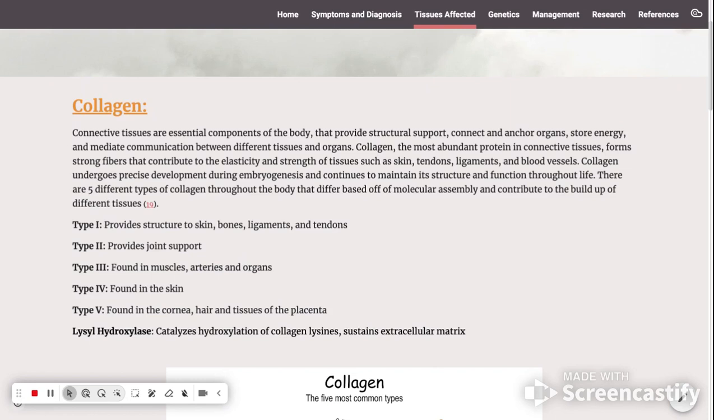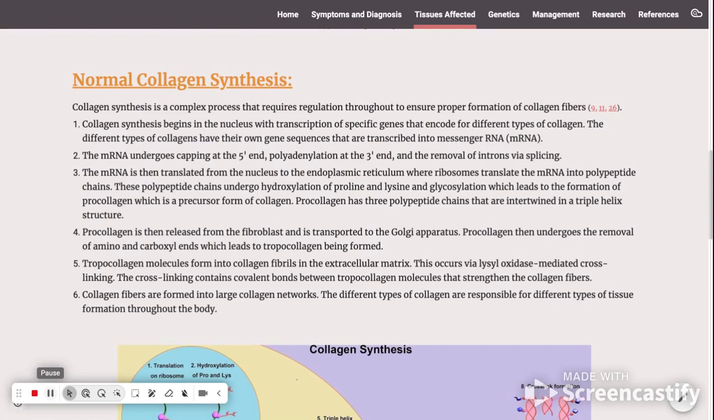There's 5 main types of collagen that each play a different role in the development throughout the body. As you can see here, type 1 is structure to skin, bones, ligaments, and tendons. 2 is joints. 3 is muscles. 4 is skin. 5 helps with the cornea, hair, and tissues of the placenta. It's important to note that lysyl hydroxylase also plays a role in collagen formation, and this basically helps sustain the extracellular matrix. Now, before we begin discussing Ehlers-Danlos syndrome and its impacts on collagen, we need to understand normal collagen.